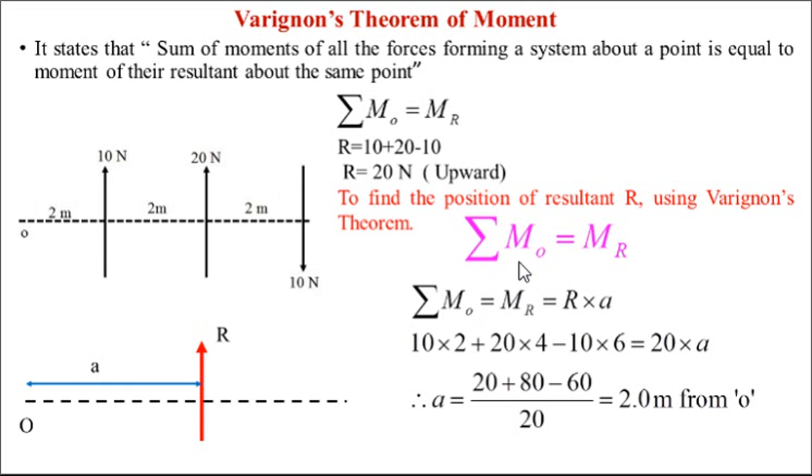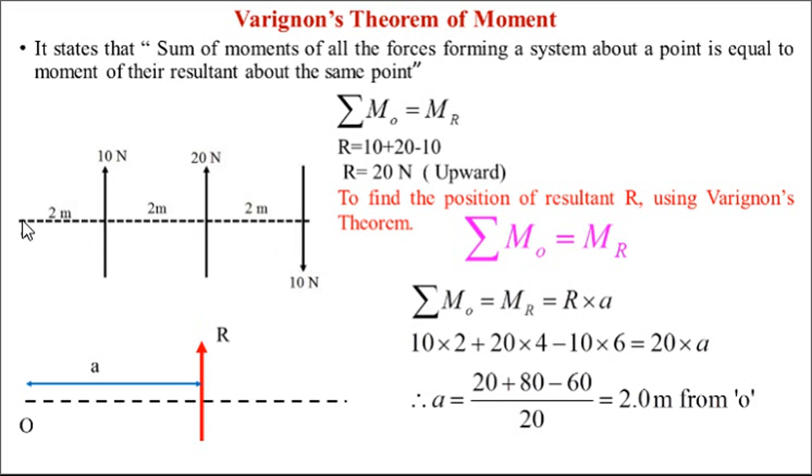So what will be the moment about O point of these forces? What will be the moment of the three forces? This 10 anti-clockwise about O, so 10 into 2 plus this 20 into 4 minus this 10 into 6. Why minus this 10? Because this is rotating clockwise and these two are rotating anti-clockwise. Okay, so minus 10 into 6.